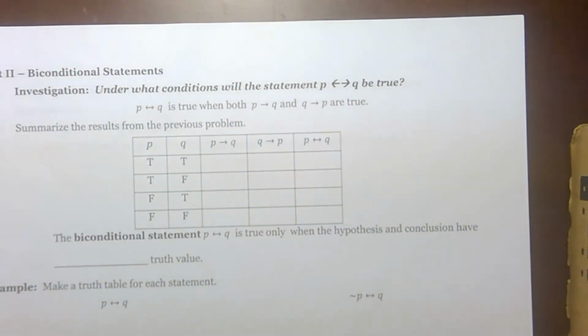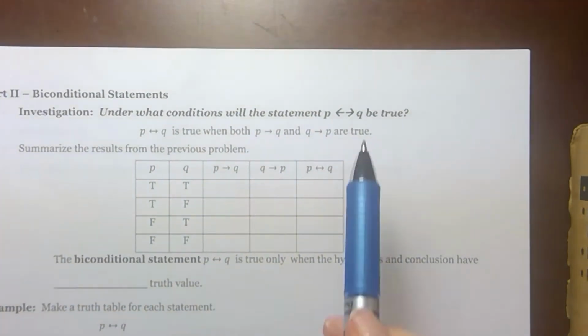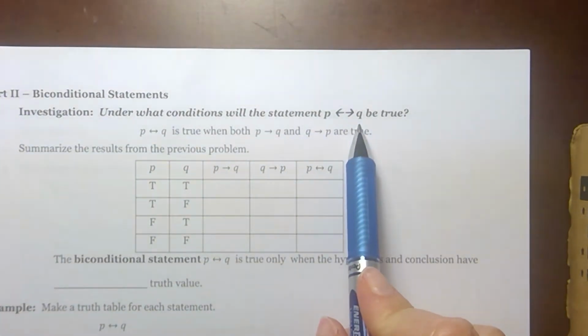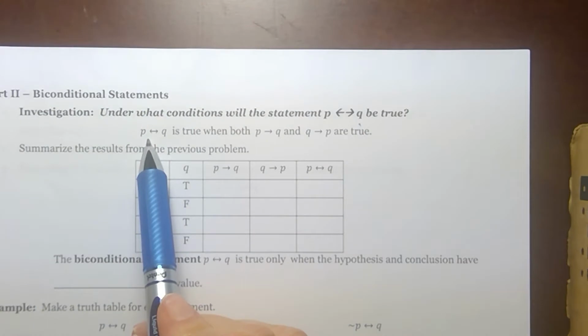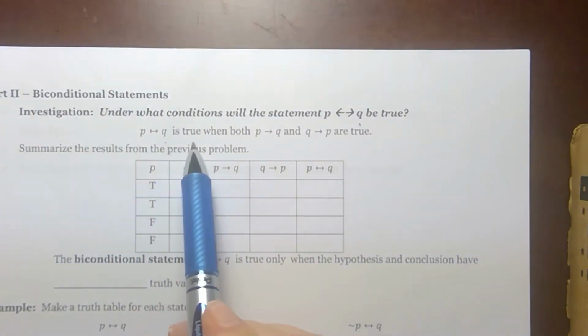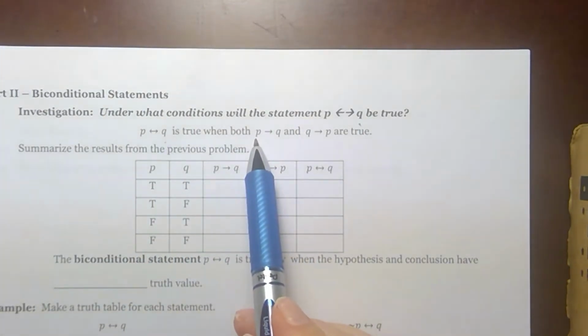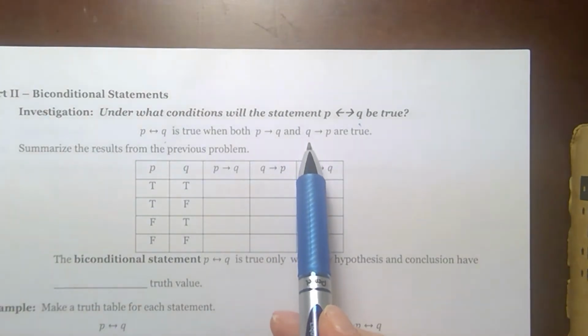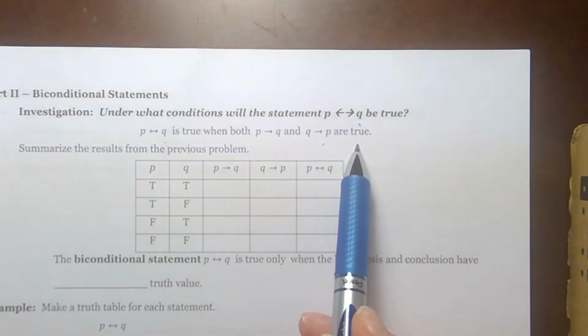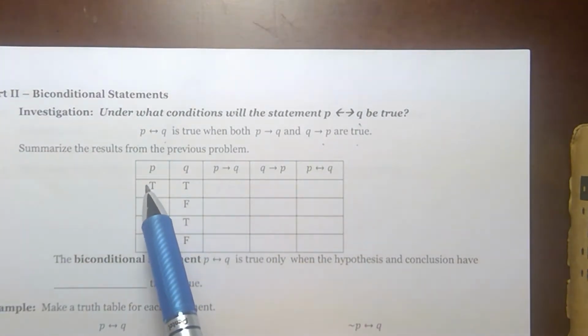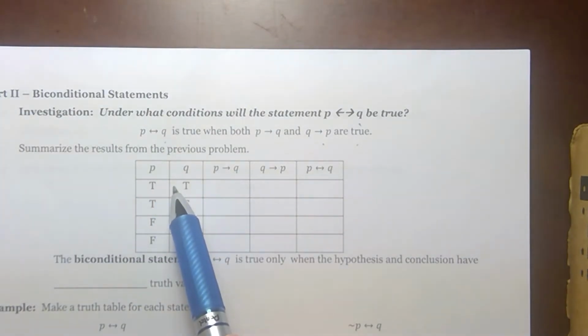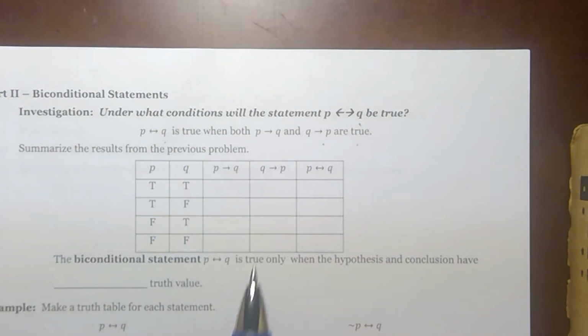So those are our terms that refer to conditional statements. Now we're going to look at biconditional statements and discover under what conditions that biconditional P if and only if Q is going to be true. Well, P if and only if Q is true when both if P then Q and if Q then P are true. So we are going to summarize the results from what we figured out. Now you can look back at your other page if you want.